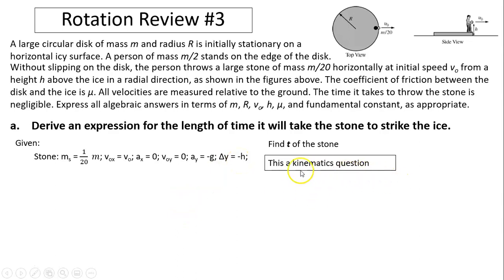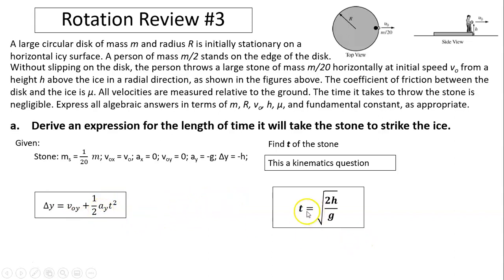This is a kinematics problem, because whenever we know 3 quantities in kinematics, we can figure out the rest. Look at your reference table to see what equation is best used to find t. You will find this equation: delta y equals v0y t plus 1/2 ay t squared. In this equation, the only unknown is t. So substitute everything else, and we have t equals the square root of 2h over g.